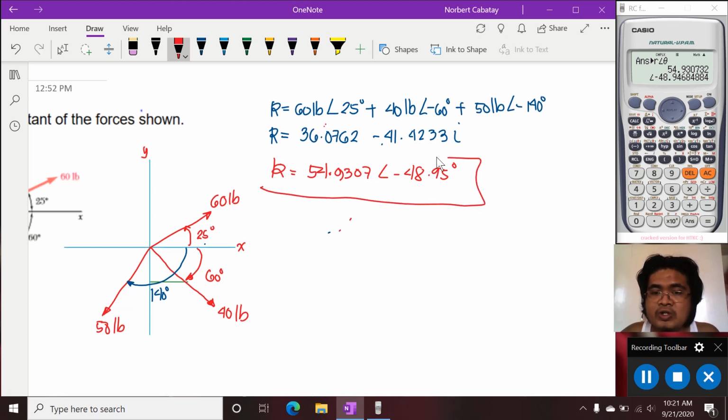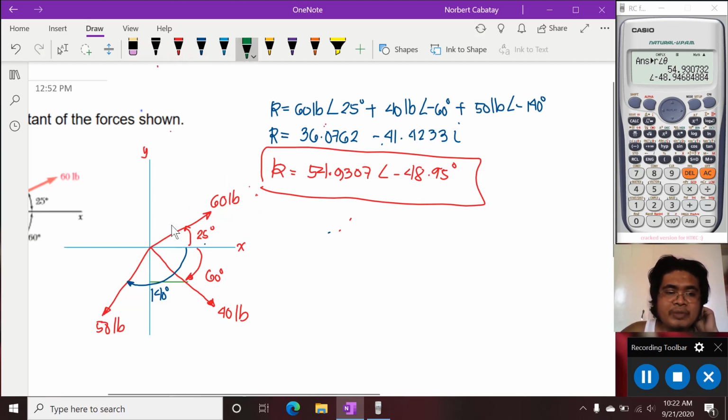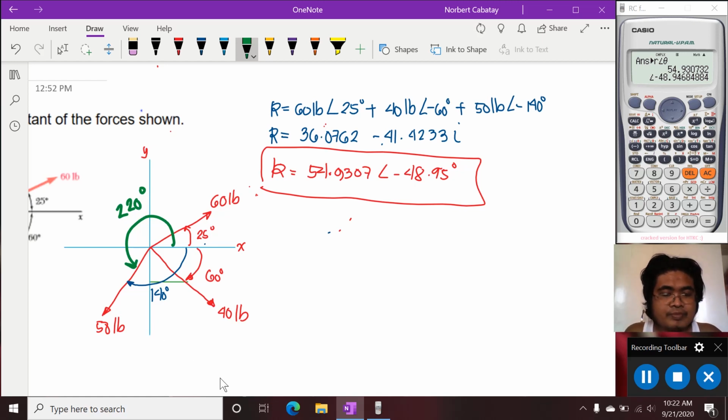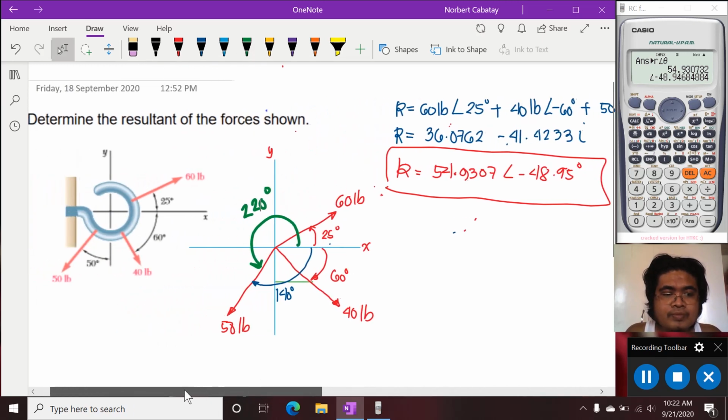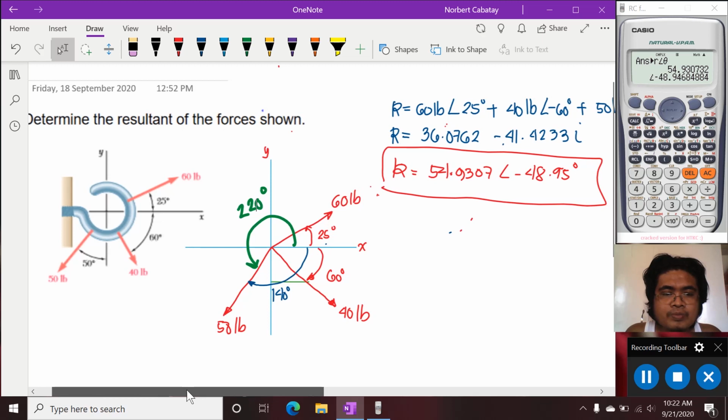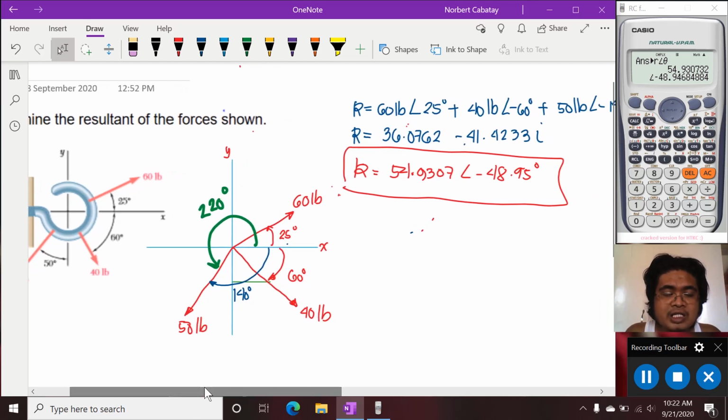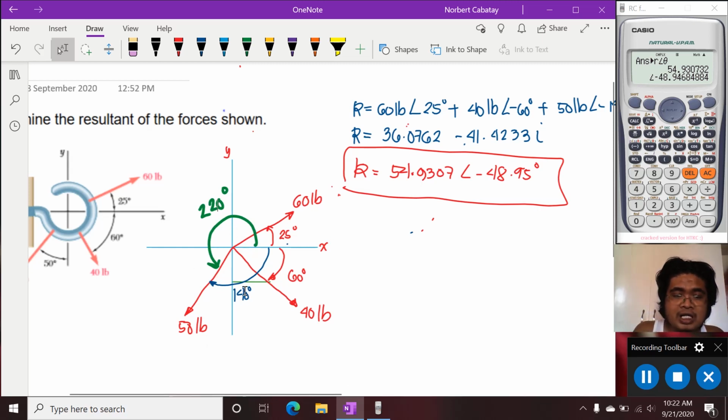Sir, what if I express the angle of the 50 pounds as measured counterclockwise? So this is 220 degrees. Is that correct? Yes, that is 360 minus 140, which is 220. So that is the angle we will use.